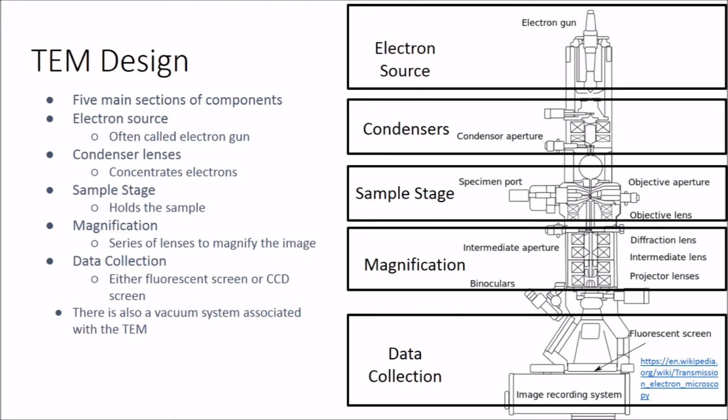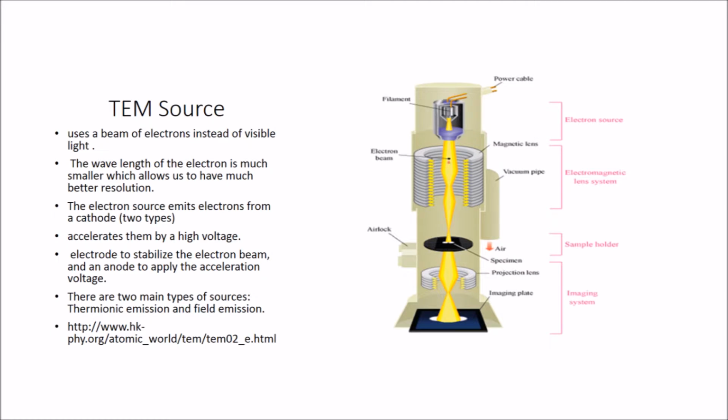And the reason we need a vacuum is because we're using electrons as our source, and they can be easily deflected if there are stray atoms inside the chamber. The TEM source uses a beam of electrons instead of visible light. This is because the wavelength of the electron is much smaller than that of visible light, and this allows us to have much better resolution. The electron source emits electrons from a cathode, of which there are two types, accelerates them by high voltage, then uses an electrode to stabilize the electron beam, and an anode to apply the acceleration voltage.